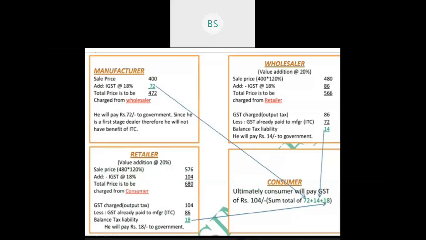Now to understand, let us take these examples. To understand input tax credit in a better way, we'll take this example. I have taken here 4 examples: manufacturer, wholesaler, retailer and consumer.